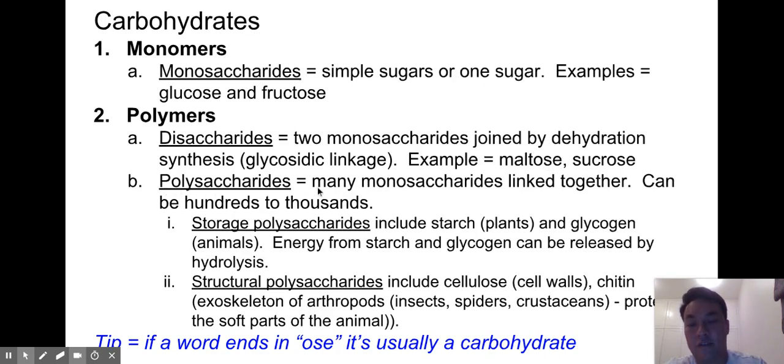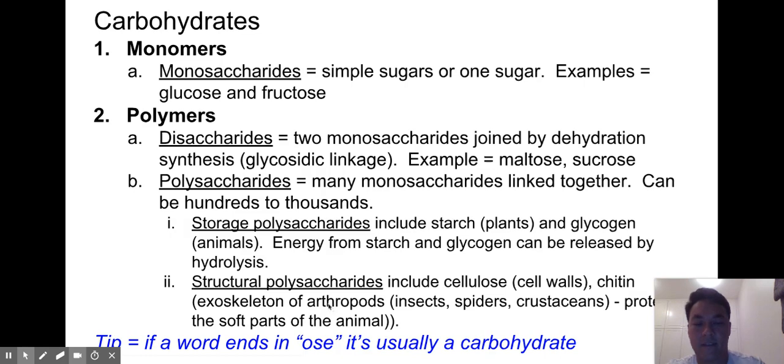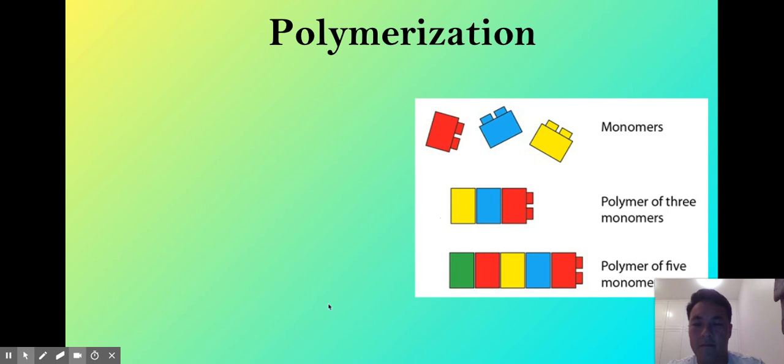Polysaccharides means many sugars, many of them linked together. It can be hundreds to thousands. So you got your storage ones like starch, and we would use glycogen in our liver to store glucose. And energy can be released by hydrolysis. This means hydro means with water, and lysis means to break. Structural polysaccharides like the cell walls and bark, cellulose, chitin, the exoskeleton of insects, spiders, and lobsters, etc. All right, and so let's move on.